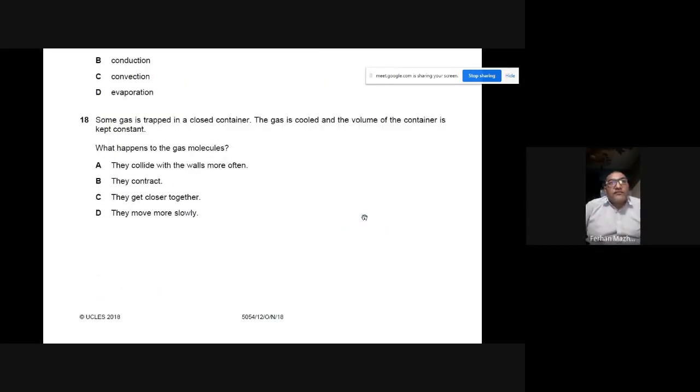Some gas is trapped in a closed container. The gas is cooled and the volume of the container is kept constant. What happens to the gas molecules? The volume of the gas is kept constant and the temperature of the gas is lowered. When you lower the temperature of the gas and keep the volume constant, the molecules of the gas will start moving slowly and their kinetic energy will decrease. So D is the option, they move more slowly.